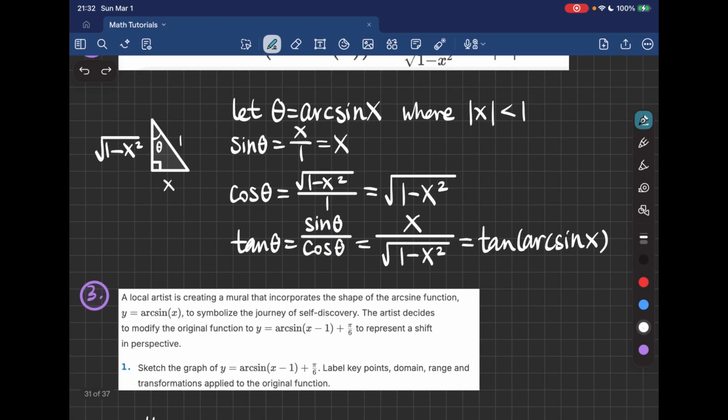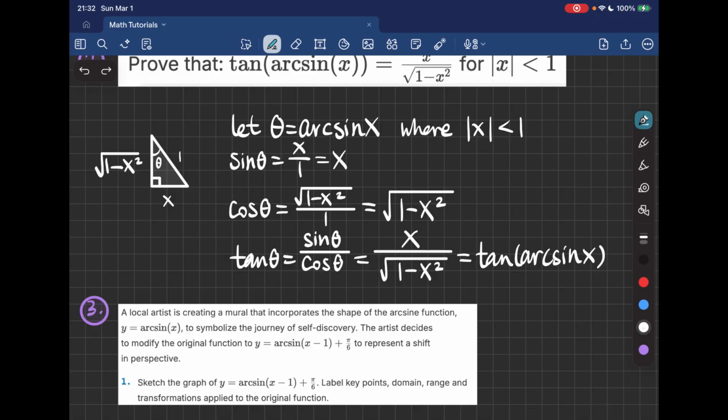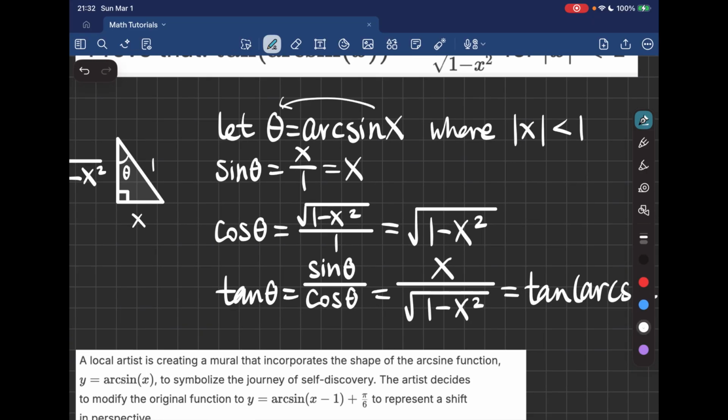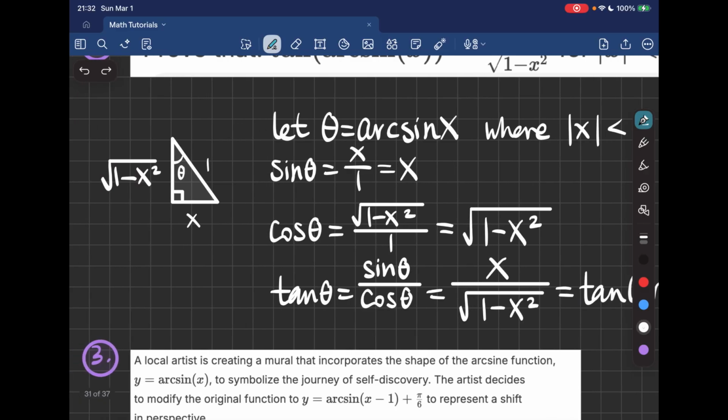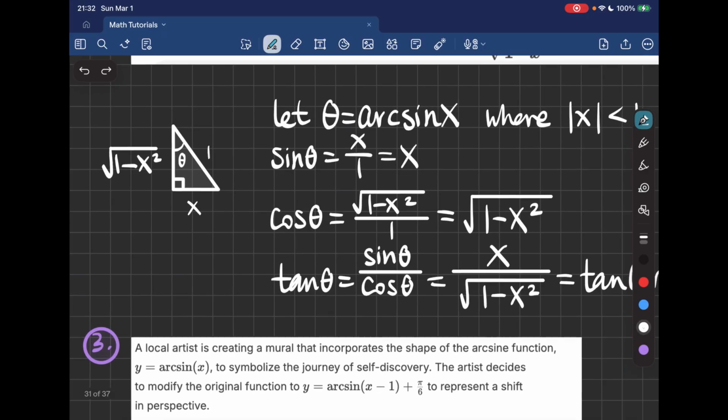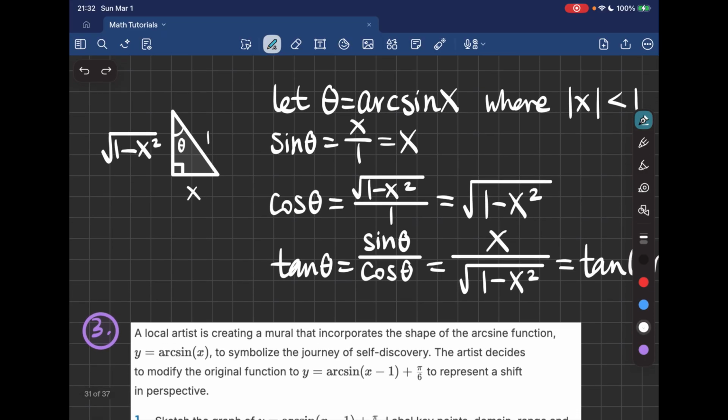And what you can notice is that you can move around theta and x, right? So you can move arcsine to the other side. So now you have sine theta equals x over 1, which is x. And what that will remind you of is that you can draw a right triangle, and this angle is theta. So sine theta is x over 1, right? So, and this is x.